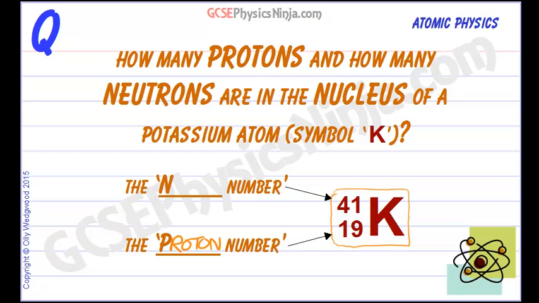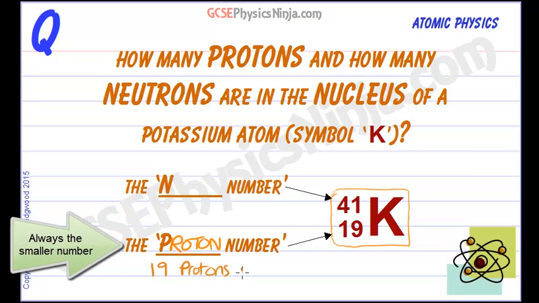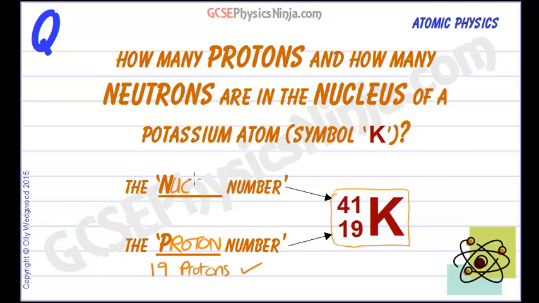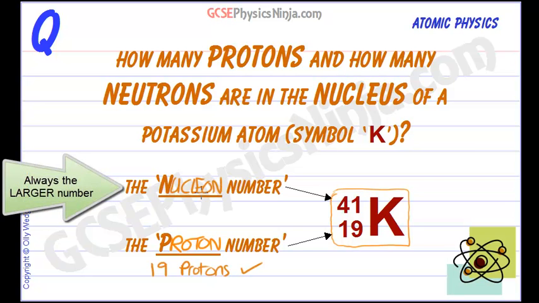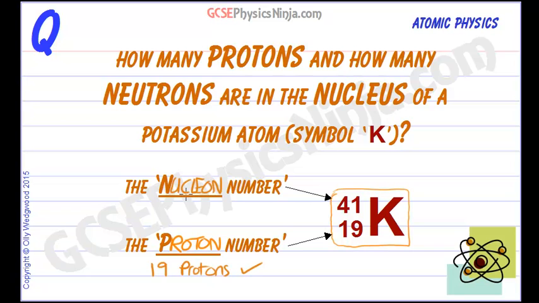So we now know that there are 19 protons in this nucleus. Okay. The larger number is known as the nucleon number. Now, nucleons are inhabitants of the planet Nucleus. In other words, a nucleon is any of the particles inside the nucleus.